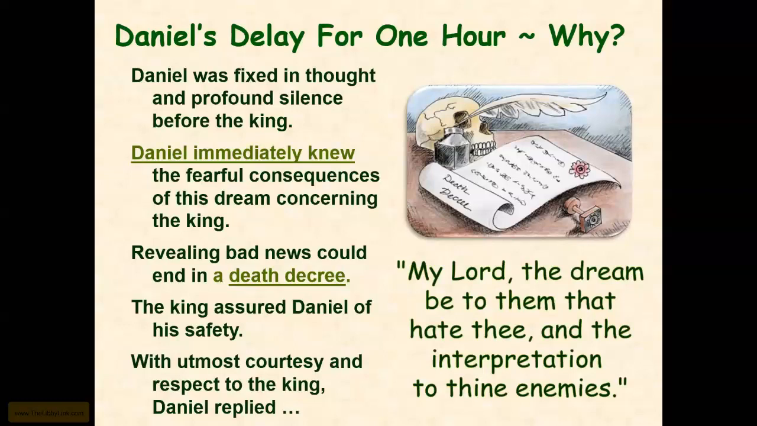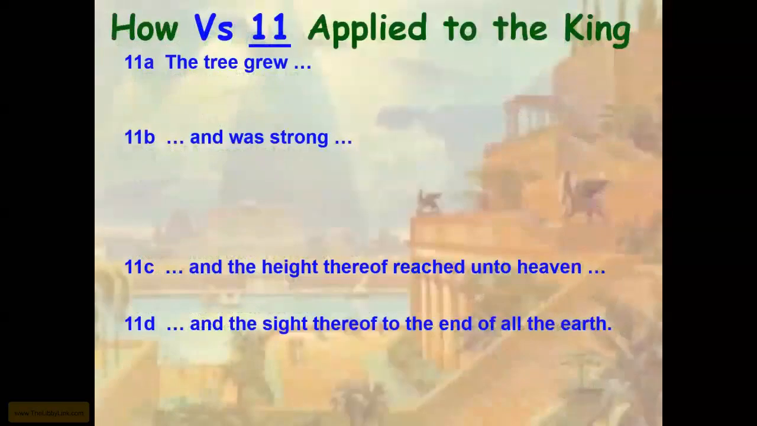Now, let's take a closer look at some of the verses in chapter 4 and see how Daniel understood the application for the king. How verse 11 applied to the king. So we'll start with verse 11 to see how all of this applies to King Nebuchadnezzar. We'll look at a phrase at a time.